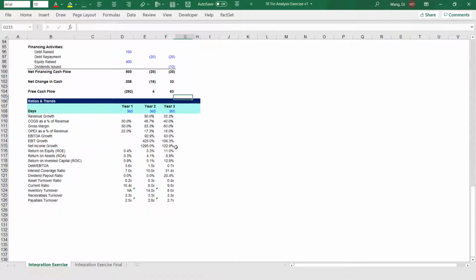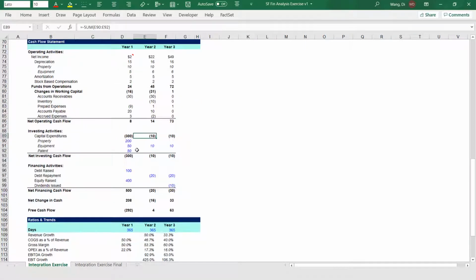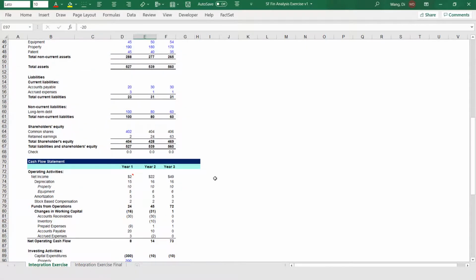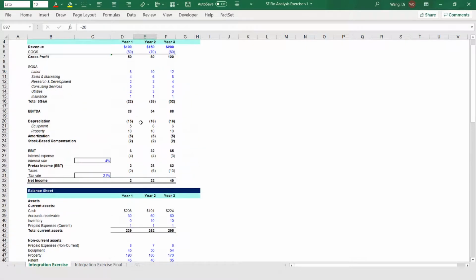Return on assets has been increasing. Return on invested capital has been increasing. No surprise there. Debt to EBITDA has been decreasing, which is good because we've actually been paying off our debt. So 2 factors in play here. We've been paying off our debt: in year 2 and year 3, we've been paying off $20 each year. And also our EBITDA has been climbing significantly throughout the years.